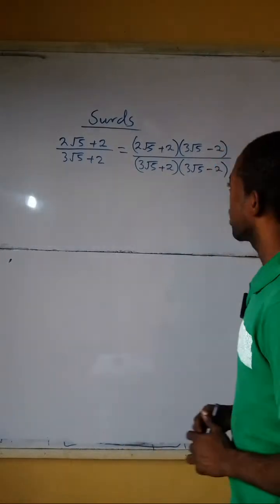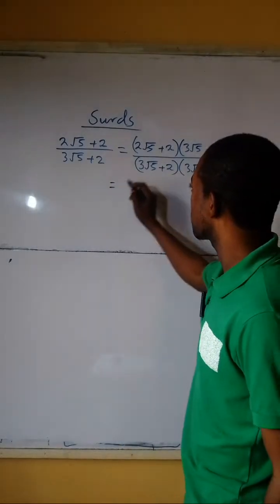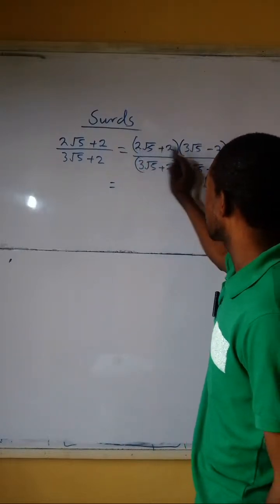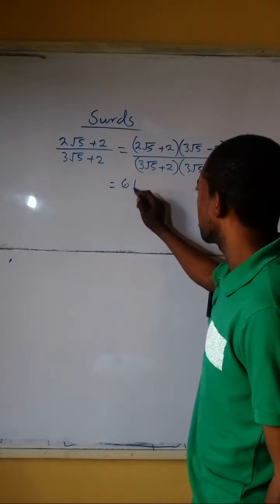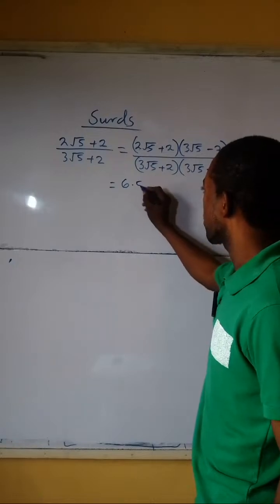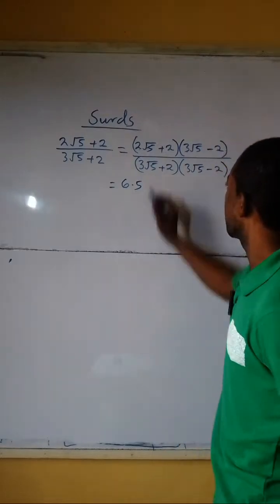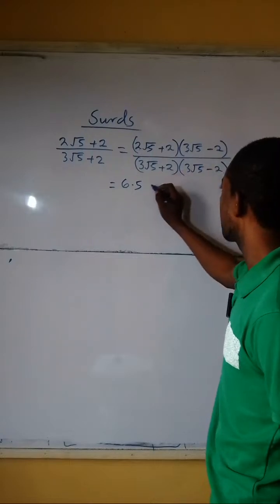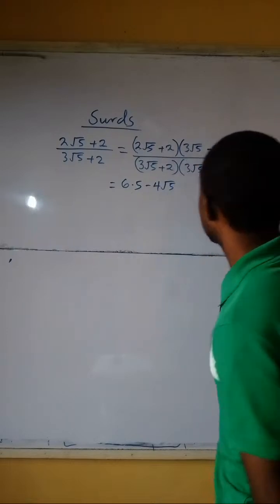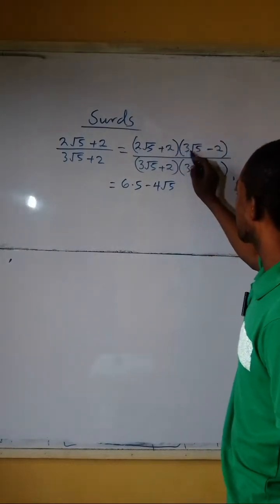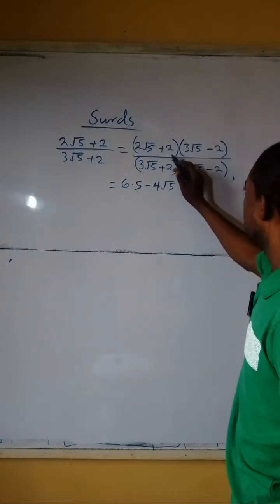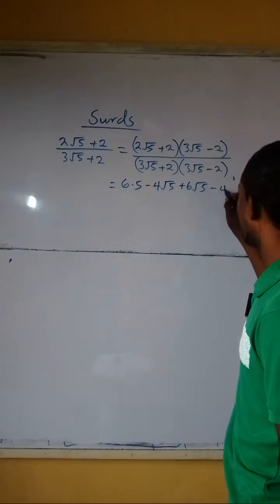Then when we simplify, we expand. 2 root 5, we multiply these two numbers first. 2 times 3, that's 6. Then root 5 times root 5, that's 5. So that's 6 times 5. Then 2 root 5 times minus 2 gives us minus 4 root 5. Next, 2 times 3 root 5 gives us plus 6 root 5. Then 2 times minus 2, that's minus 4.